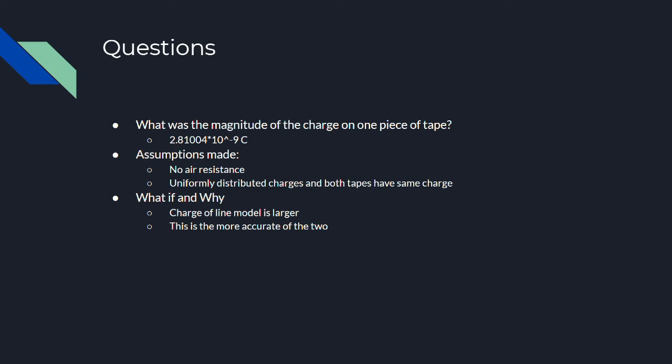It's also because of this that the line charge model is more accurate, because in the case of the tape, it wouldn't make much sense to have all the charges at the center of the tape. It would make more sense for the tape to have the charges evenly, or slightly more evenly distributed throughout the tape. And this is also, again, why the line charge model is more accurate than the point charge model.